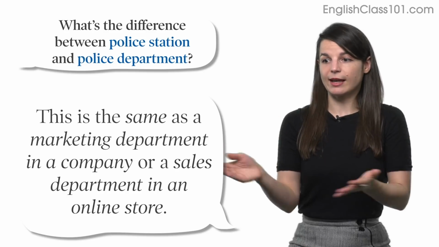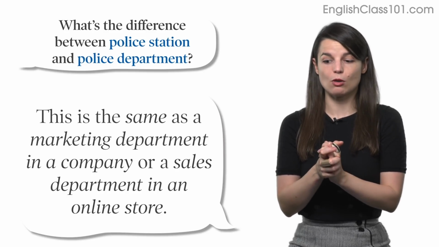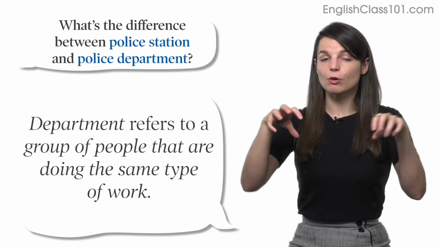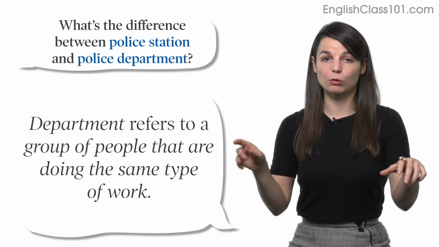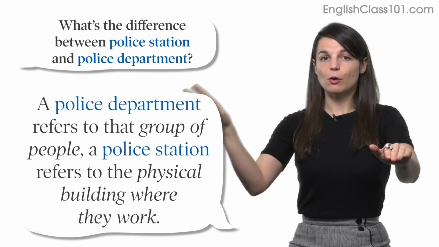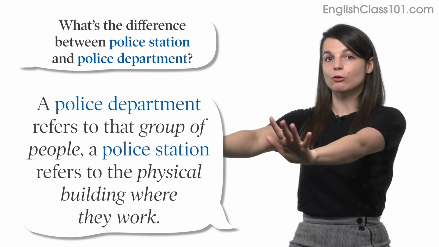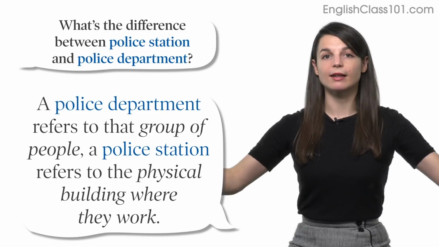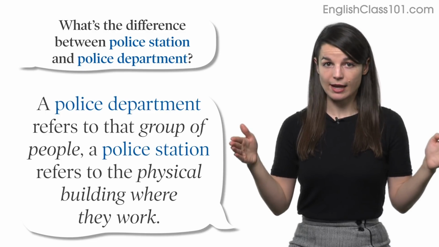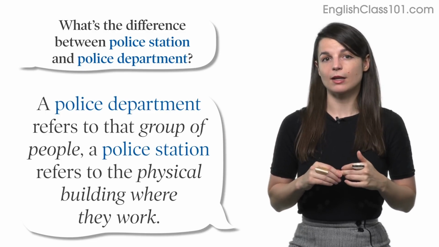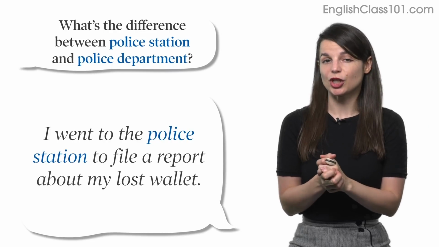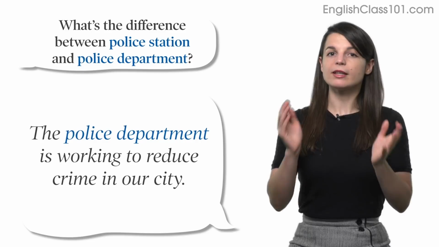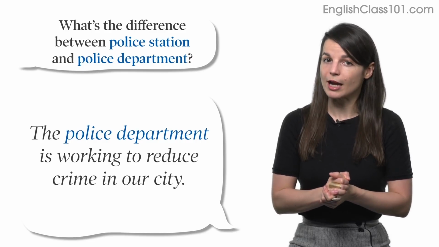This is the same as a marketing department in a company or a sales department in an online store. It refers to a group of people that are doing the same type of work, a police department. So a police department refers to that group of people. The police station refers to the physical building where police officers are located. So in sentences, you might say something like, I went to the police station to file a report about my lost wallet. Or, the police department is working to reduce crime in our city.